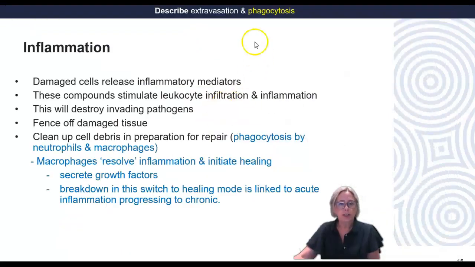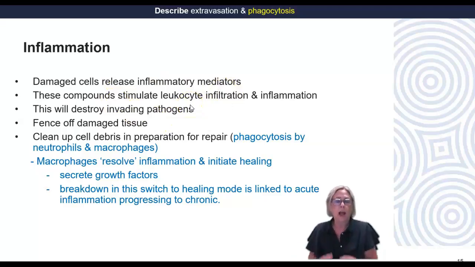So just to summarize this and to look at phagocytosis, damaged cells release inflammatory chemical mediators, and these compounds stimulate white blood cell infiltration and promote inflammation. Eventually, this leads to the destruction of the pathogen, if that's what's causing the inflammation to begin with, and the fencing off of the damaged tissue from healthy tissue so you don't get that spread of infection. Then we have this big cleanup mechanism.